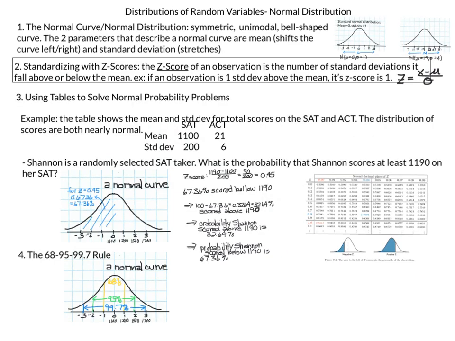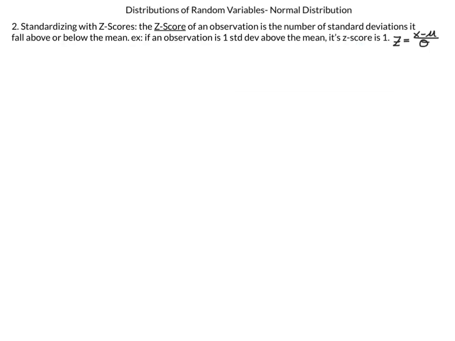Our next topic is standardization with z-scores, and it is this topic that allows us to use a single table for all normal curves, regardless of their mean and standard deviation. The way we can get away with using a single table for all normal distributions is the standardization with z-scores.